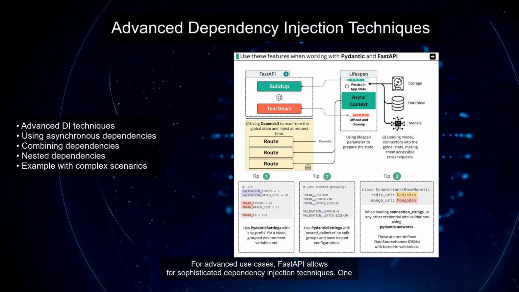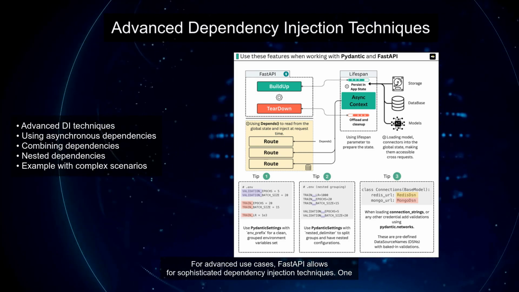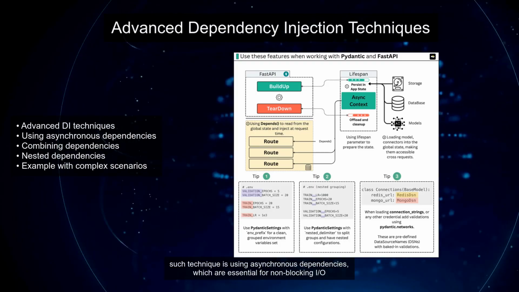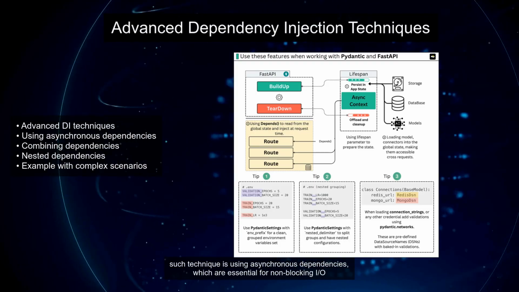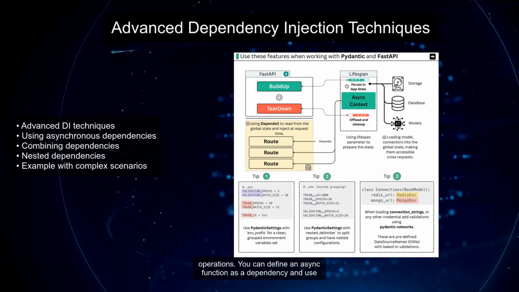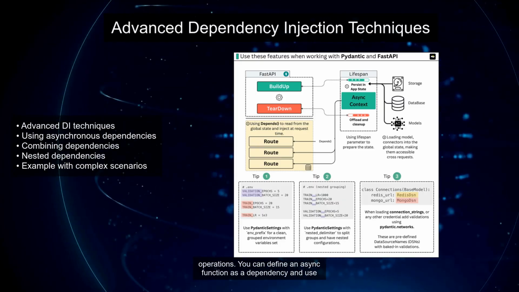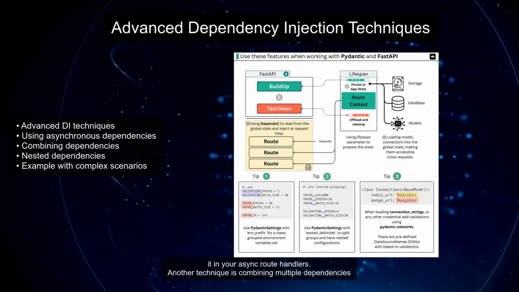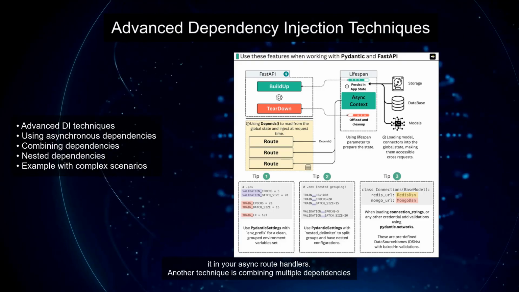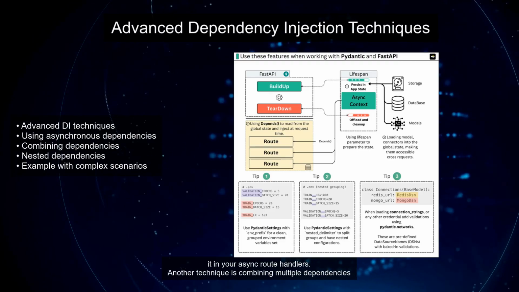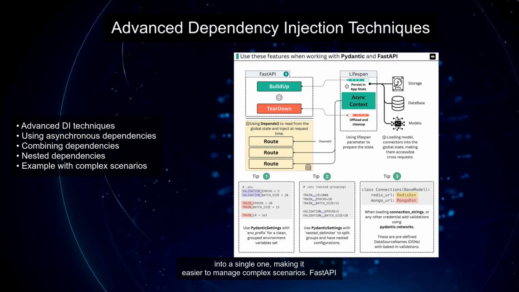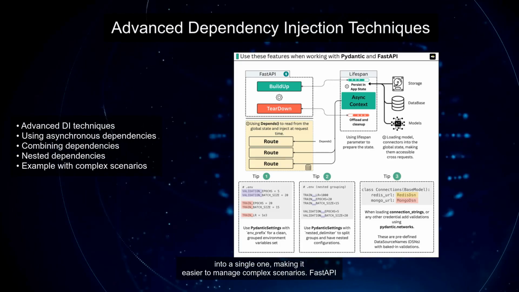For advanced use cases, FastAPI allows for sophisticated dependency injection techniques. One such technique is using asynchronous dependencies, which are essential for non-blocking I/O operations. You can define an async function as a dependency and use it in your async route handlers. Another technique is combining multiple dependencies into a single one, making it easier to manage complex scenarios.